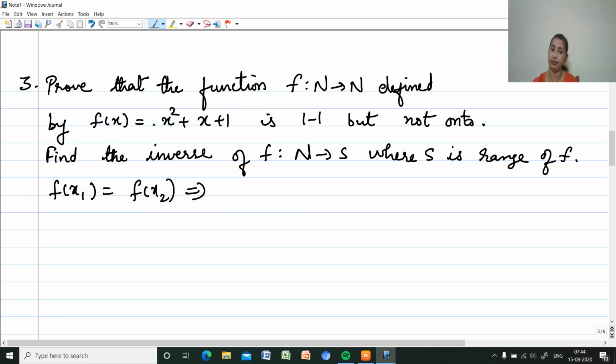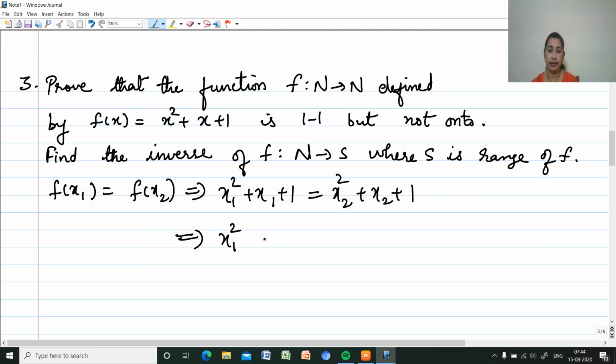So since f of x is x square plus x plus 1, I can replace x by x1 and write it as x1 square plus x1 plus 1 equal to x2 square plus x2 plus 1. We can rearrange this equation. This x1 square and x2 square I am taking to one side.